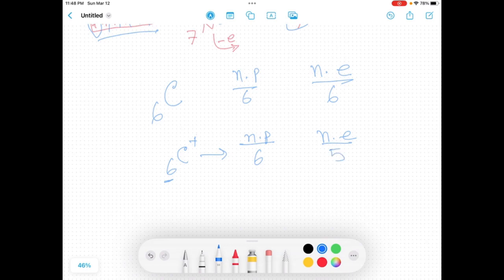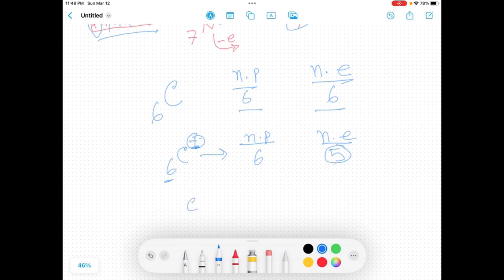So remember, if you have a positive charge, then remove that many electrons from the proton number. Always, in the neutral condition, proton number and electron number will be the same. But if you have a positive charge, then however many positive charges, just remove that many from the proton number, then you will get the electron number. So here, one positive charge, so you will get 5.